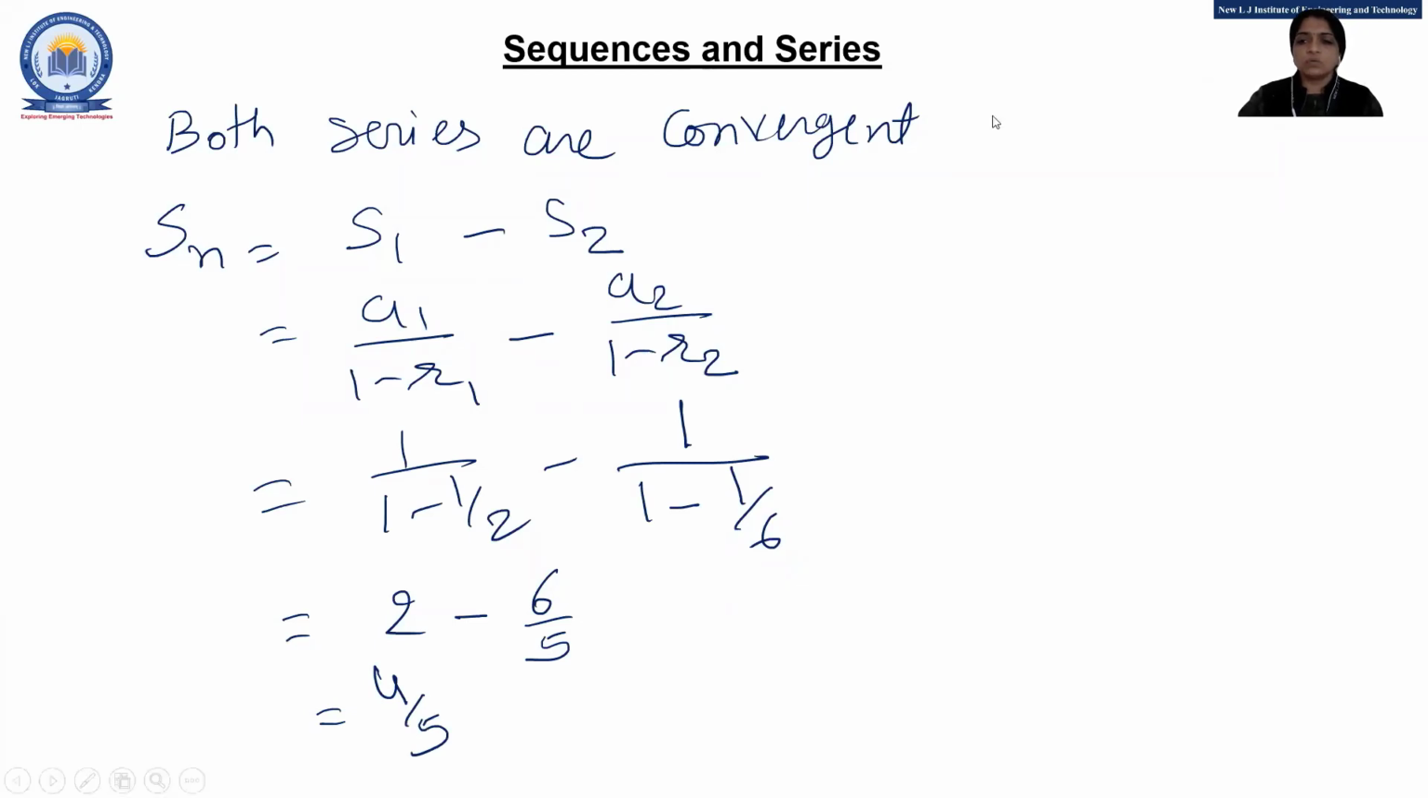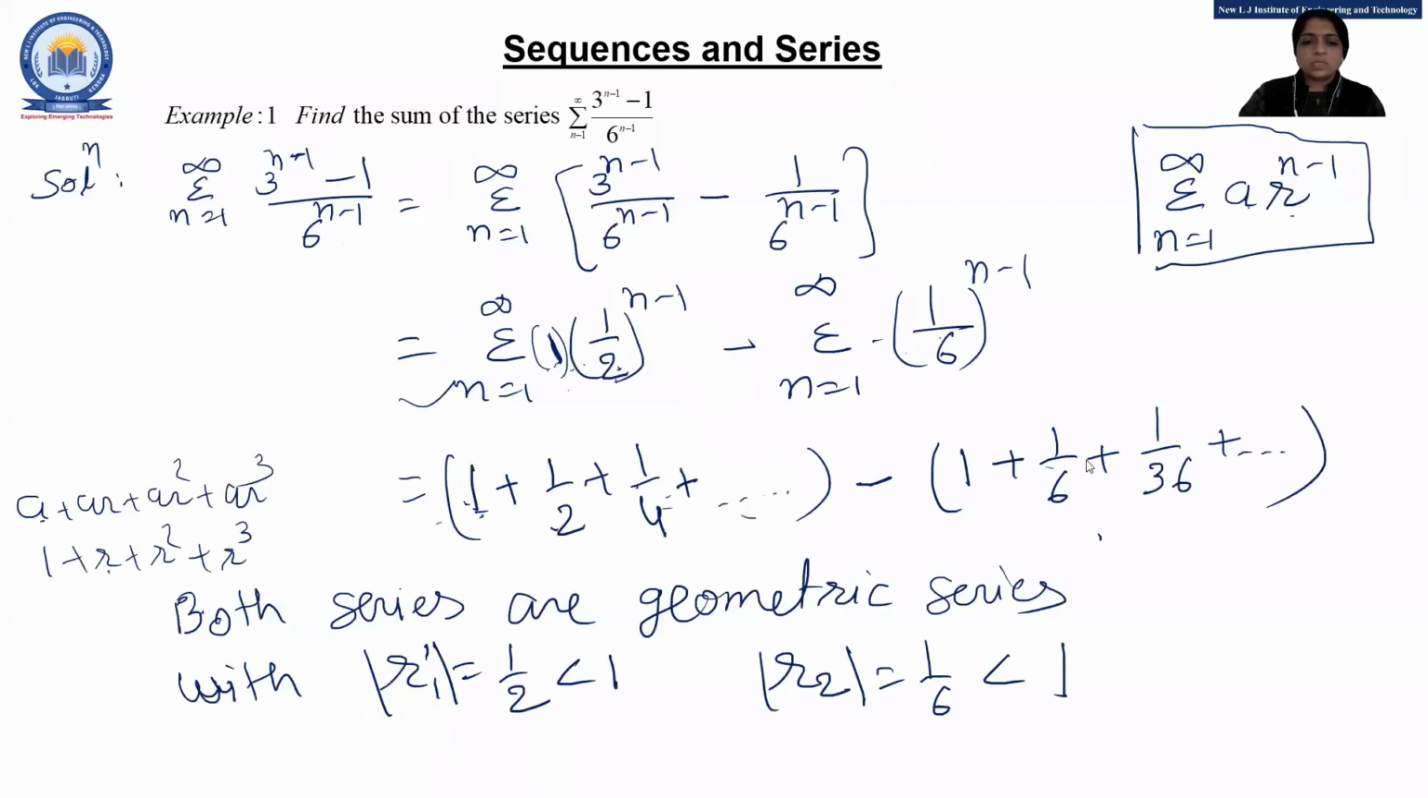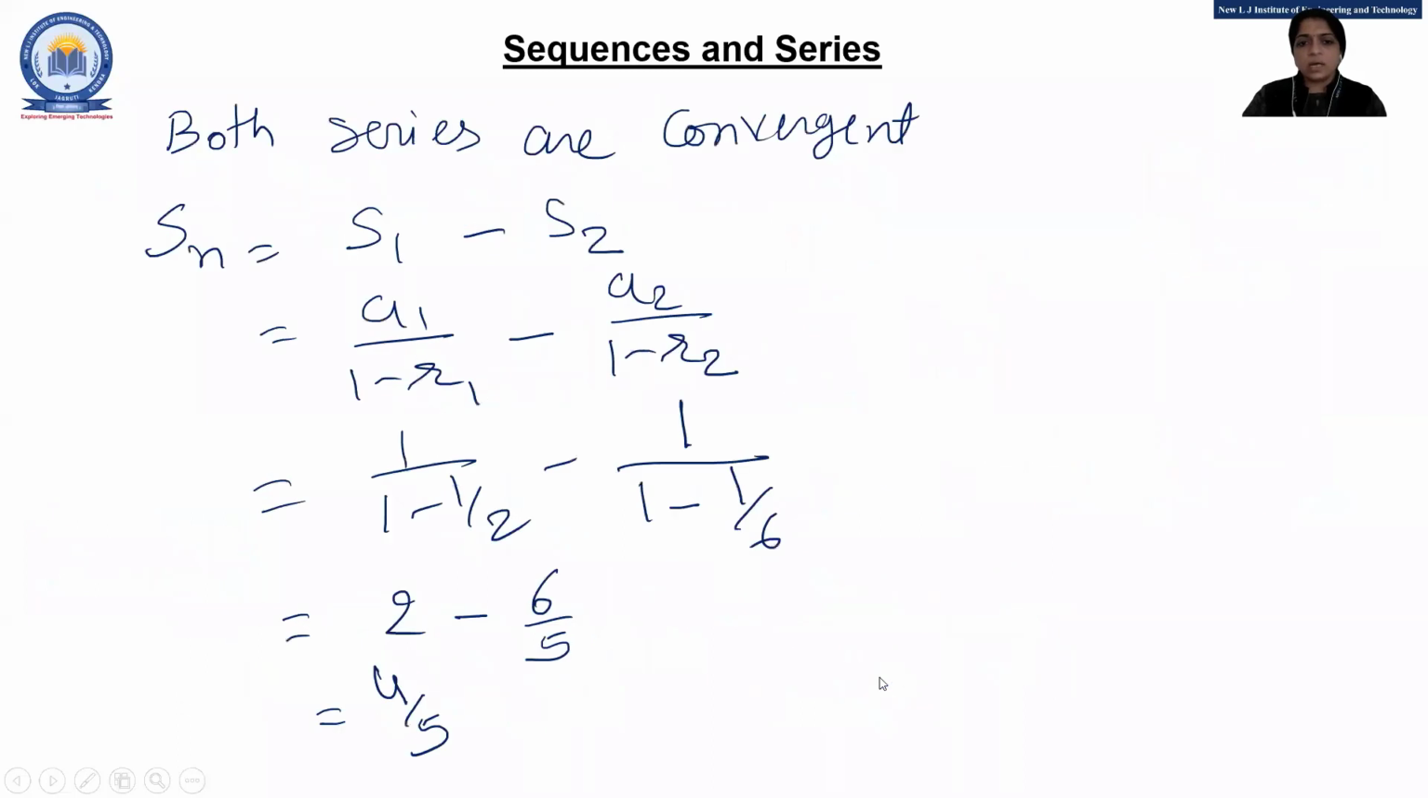Do you have any doubt, students? For this example, we did the simplification of the given series. Then we have two different geometric series, and as both have ratio less than 1, both are convergent. As both series are convergent, the subtraction of those series is also convergent, right?